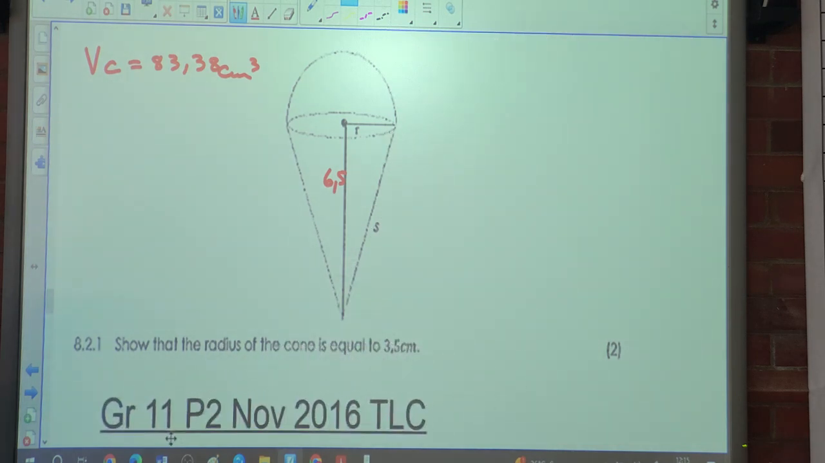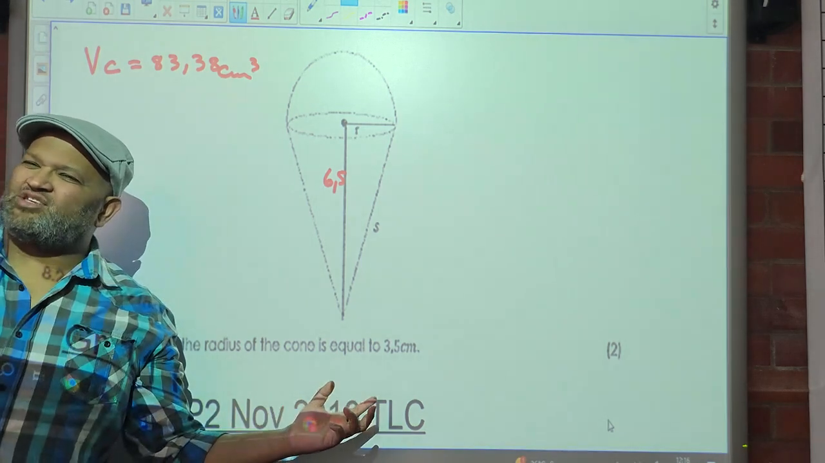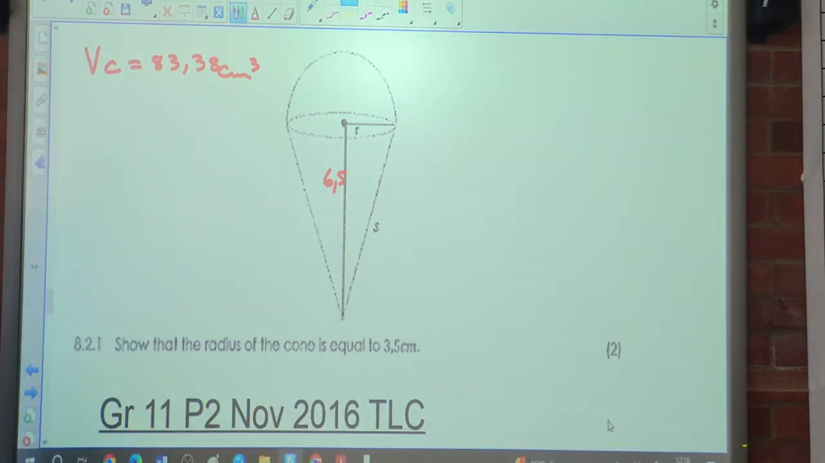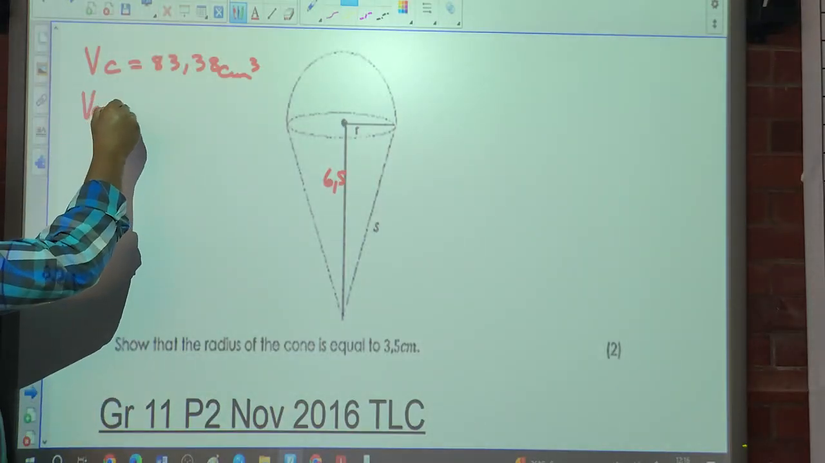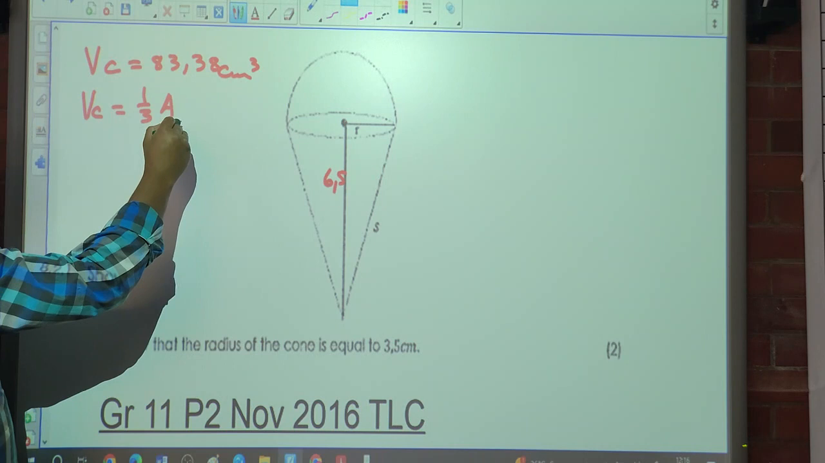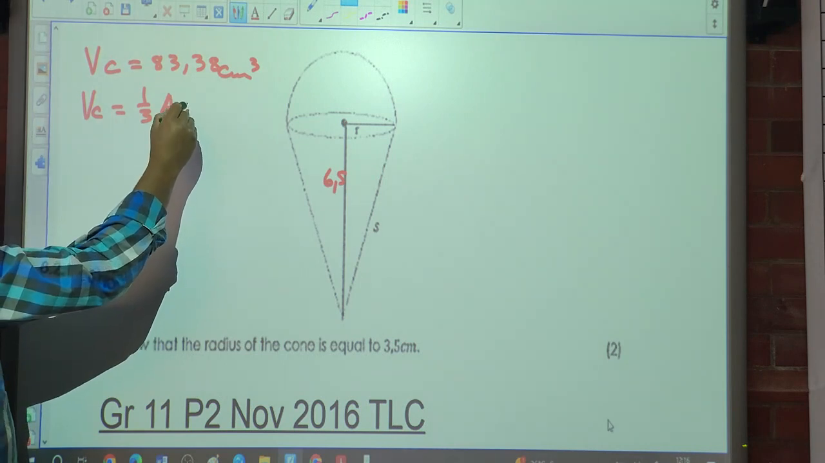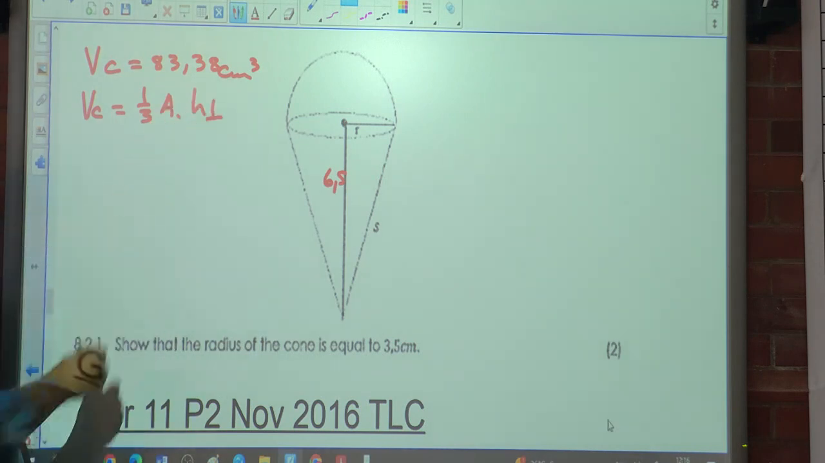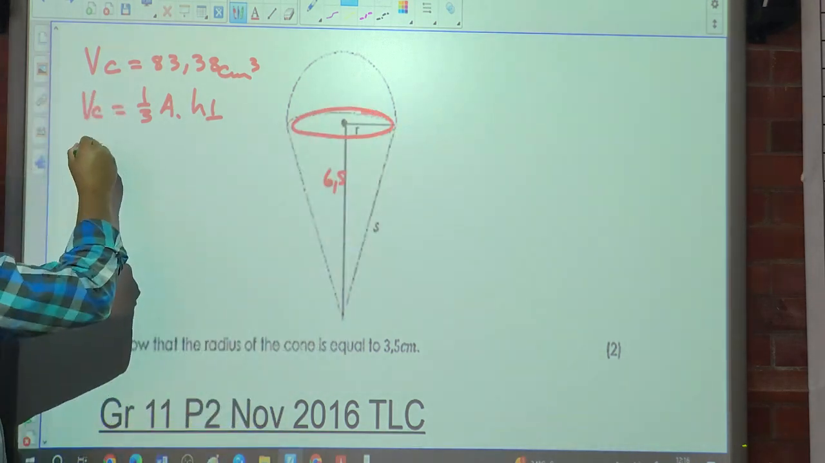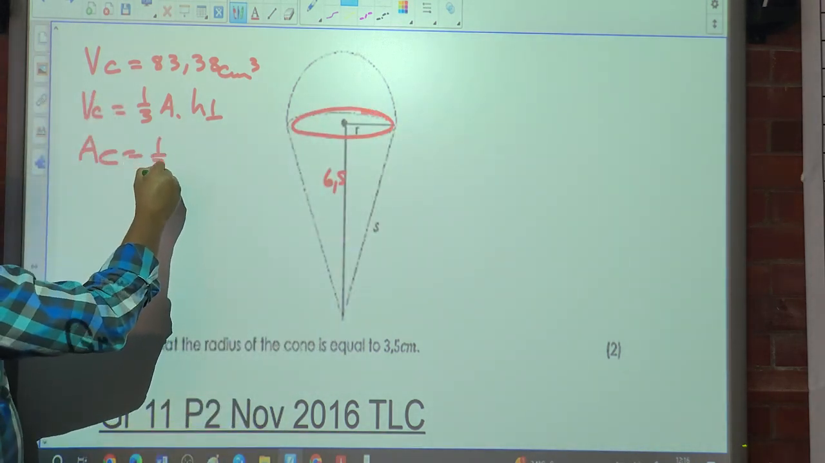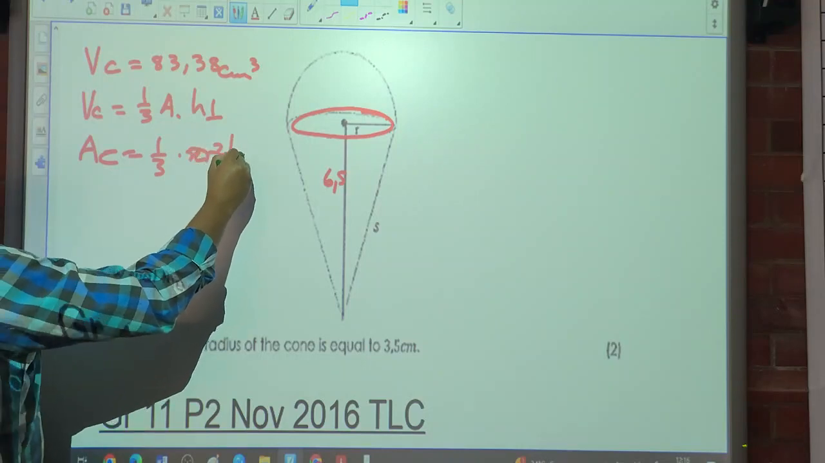Show that the radius of the cone is equal to 3.5 centimeters. So that is the volume. That is the radius. Can I use that in my calculation? No. Can't use that in the calculation. So we know that the volume of a cone is what? A third area of base times perpendicular height. What type of base is this? Circular base. So the volume of a cone is equal to a third pi r squared times height.